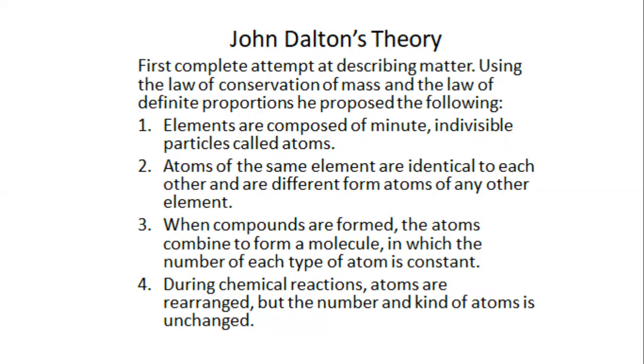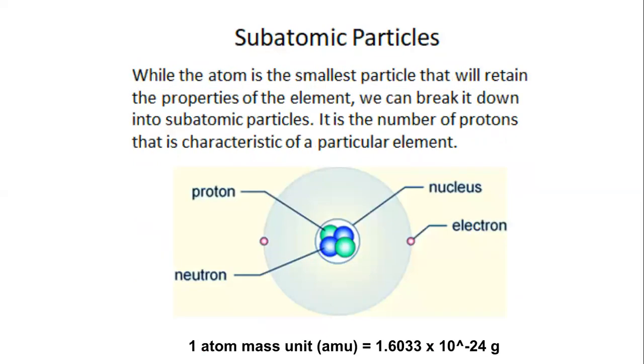When compounds are formed, the atoms combine to form a molecule, which we talked about in our last chapter, in which the number of each type of atom is constant. And during chemical reactions, atoms are rearranged, but the number and kind of atoms are unchanged.